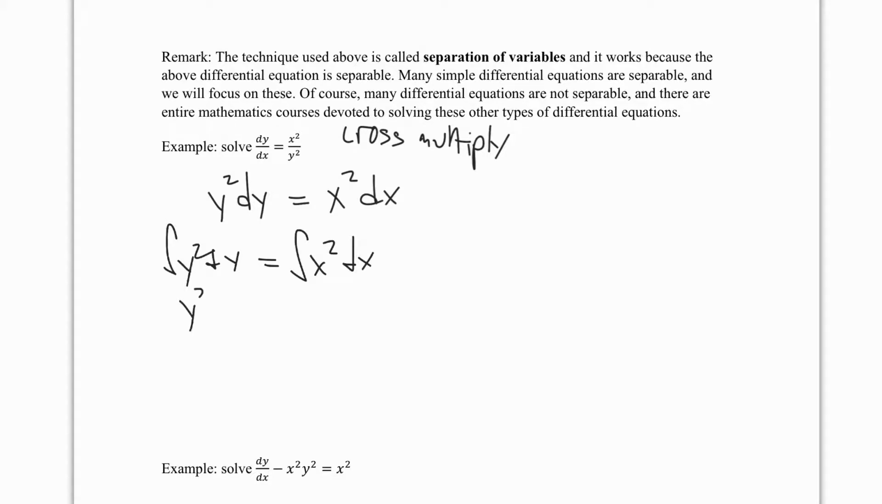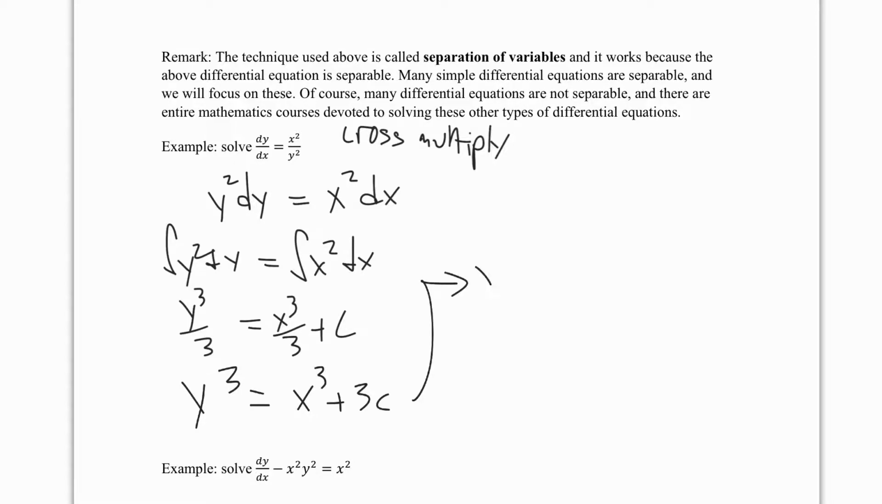Integral of y squared will be y cubed over 3. Integral of x squared will be x cubed over 3 plus c. Now we should probably get rid of that 3 to give us y cubed equals x cubed plus 3c. And we could go all the way and solve that as y equals the cube root of x cubed plus 3c. There we have y all isolated by itself, and we've solved our differential equation.